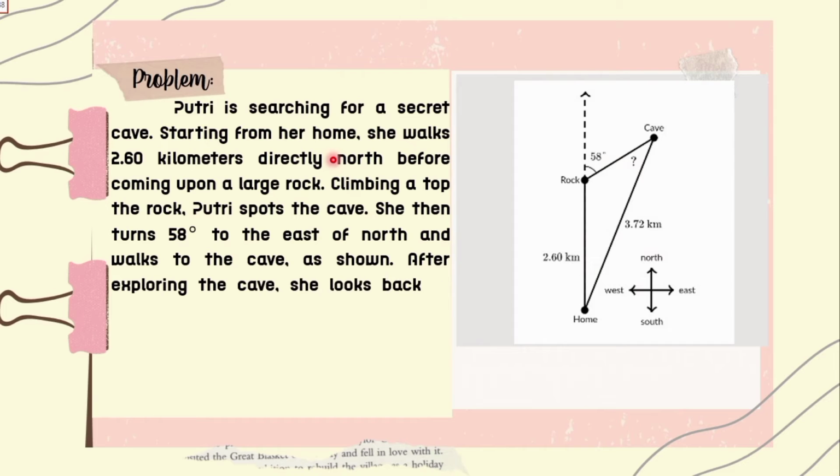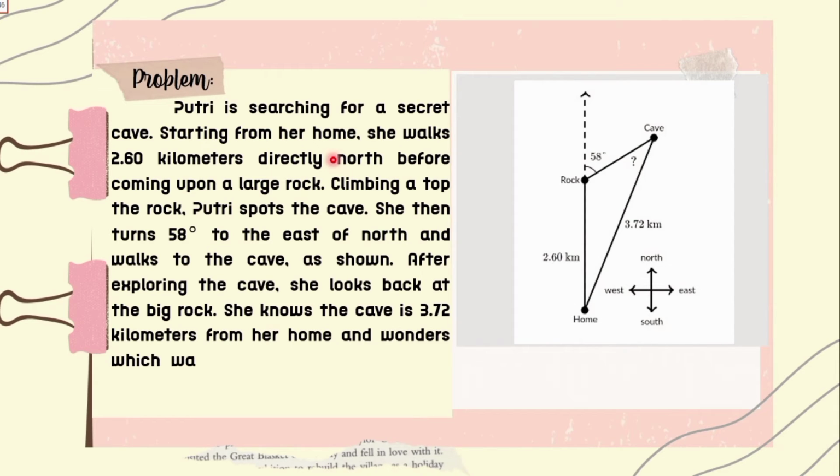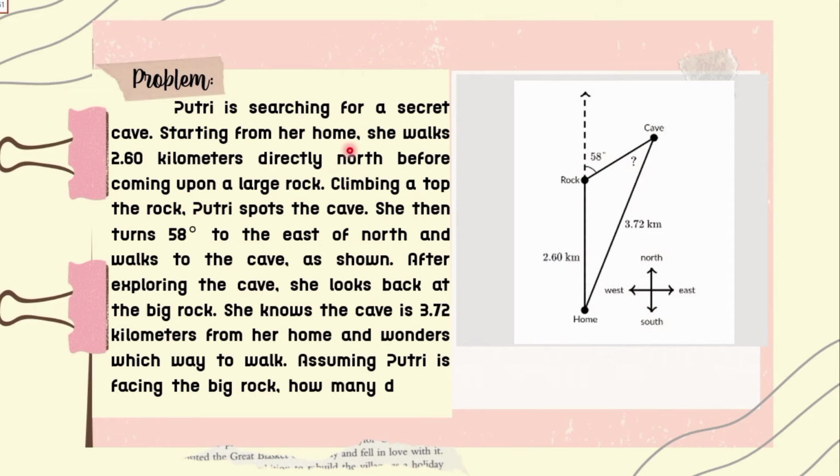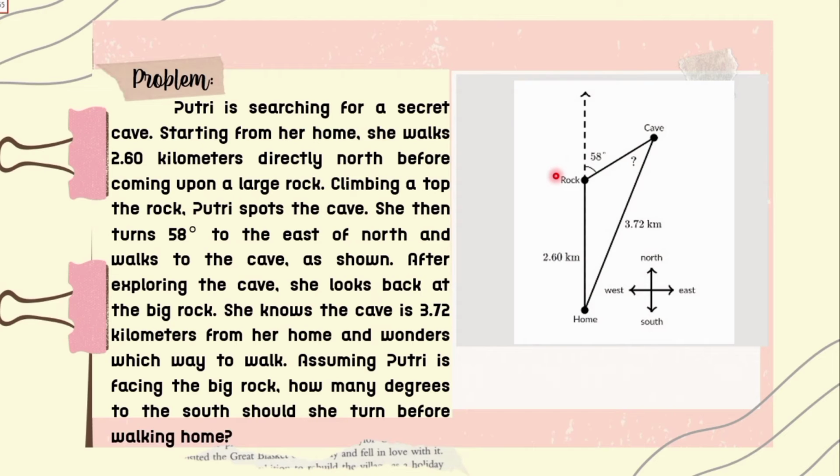After exploring the cave, she looks back at the big rock. She knows the cave is 3.72 kilometers from her home and wonders which way to walk. So assuming Putri is facing the big rock, how many degrees to the south should she turn before walking home? As you can see here, these are the given in this problem, which is the length of this side and also an angle.